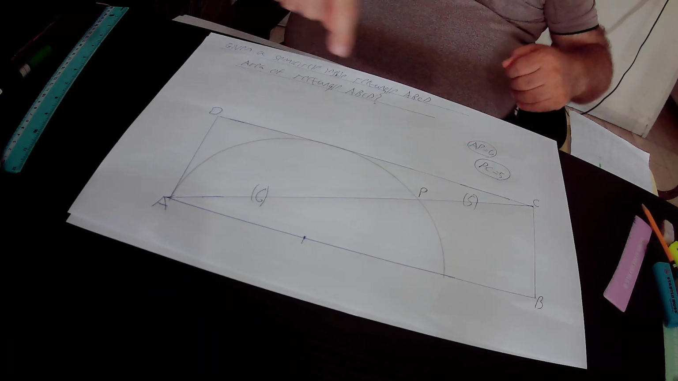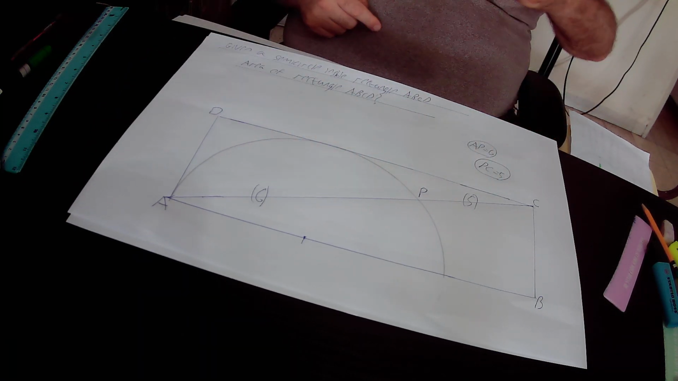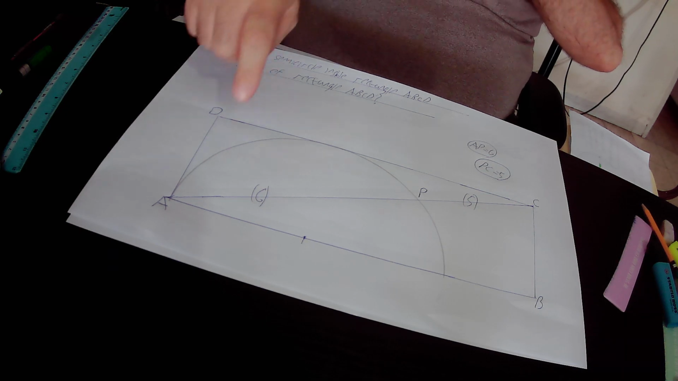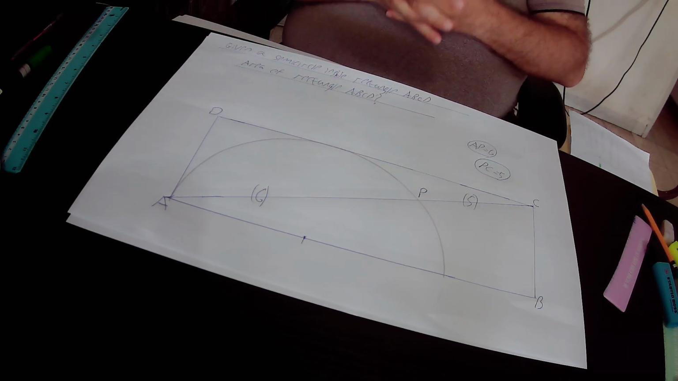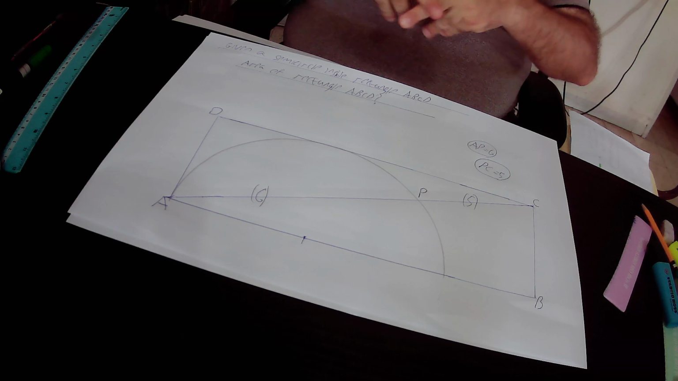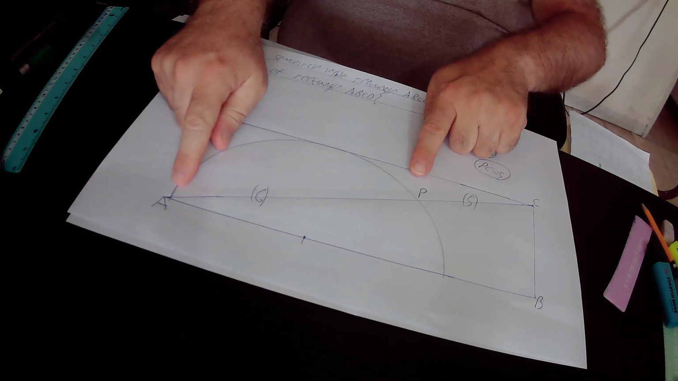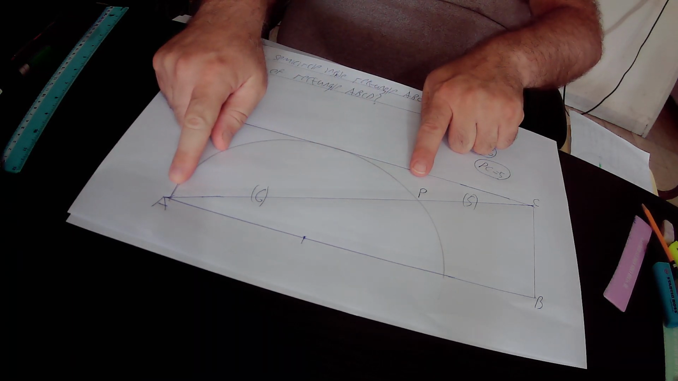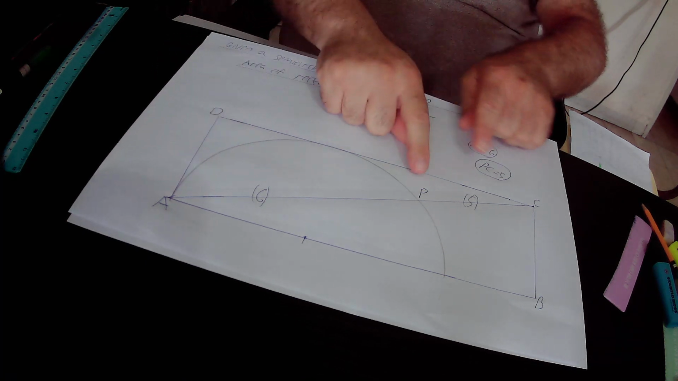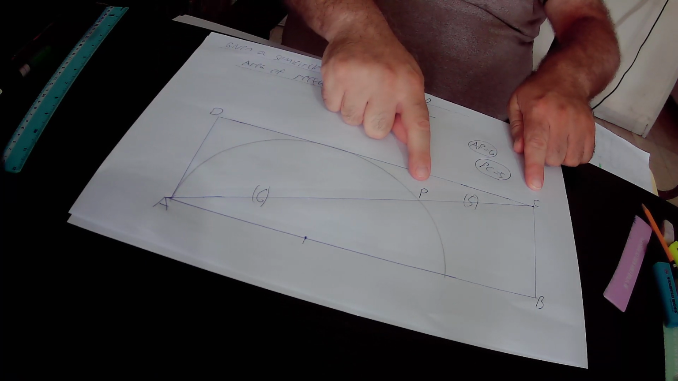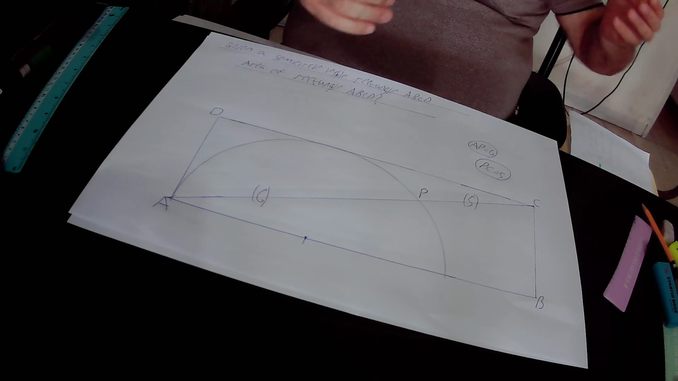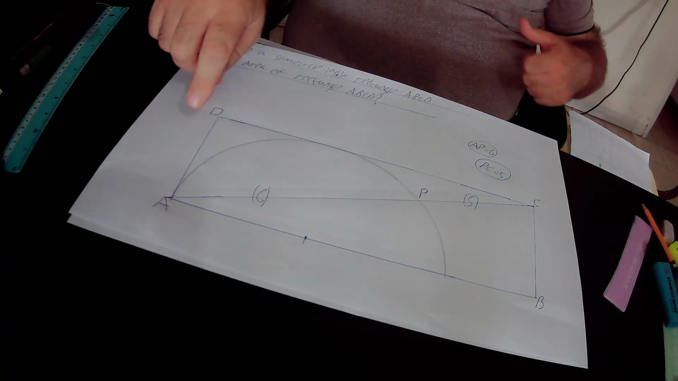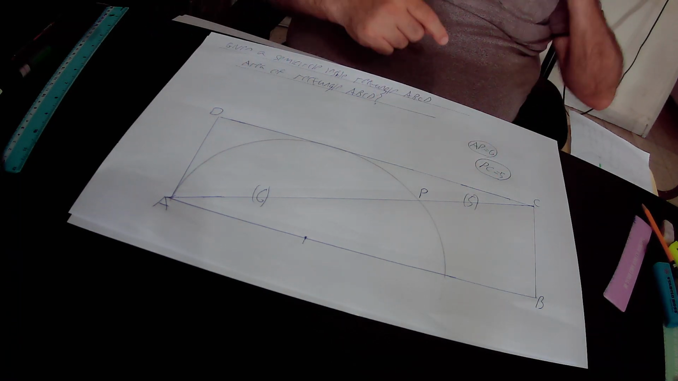In the drawing, we have rectangle ABCD. Inside this rectangle, we have this semicircle. In addition, we know that this is a chord AP that is equal to 6 units in its length. This is line PC that is equal to 5 units in its length. Again, our mission is to find out the area of this rectangle ABCD.